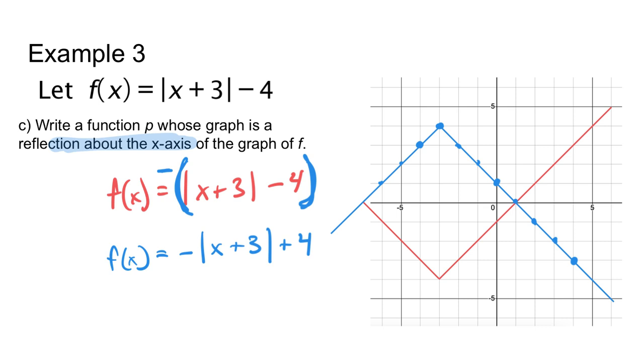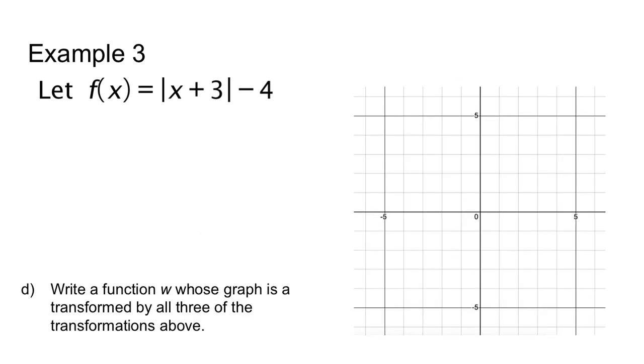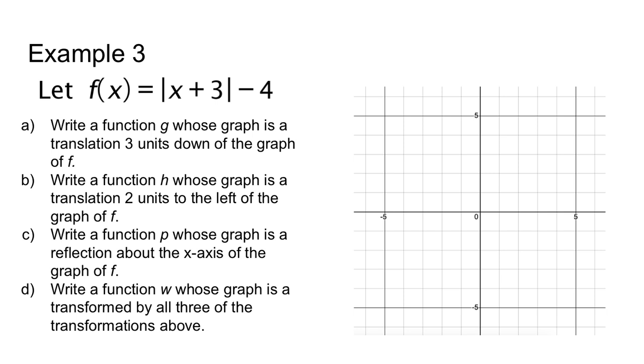Let's take a look at another one. One more. Write a function w whose graph is a transformation of all 3 of the above transformations. So we're going to do them all. Woo! We're going to do all of these transformations. Let's start with that parent or the original function f of x. Let's start with that one again. Okay, we're going to move it down 3, we're going to move it, let's see here, left 2. We're going to reflect it over the x-axis.